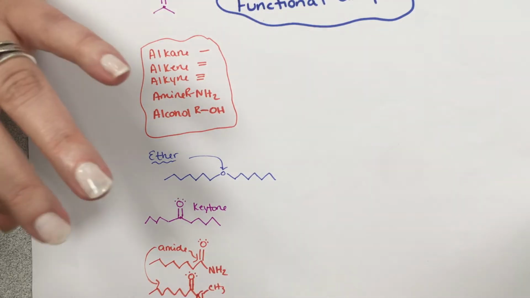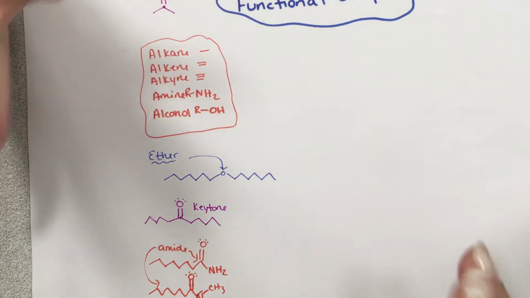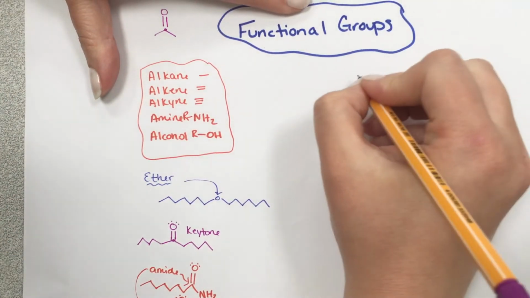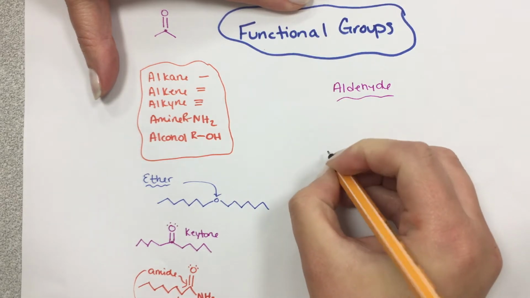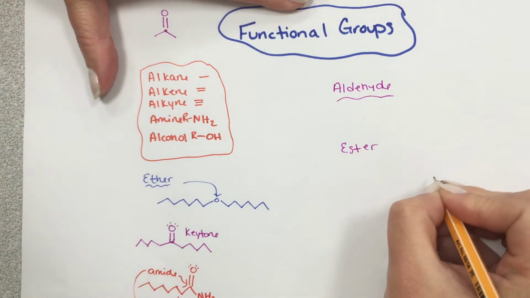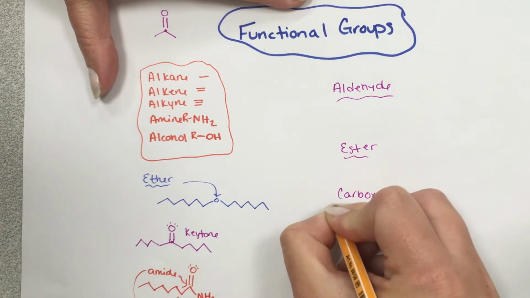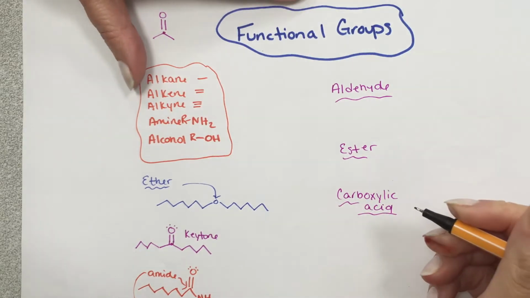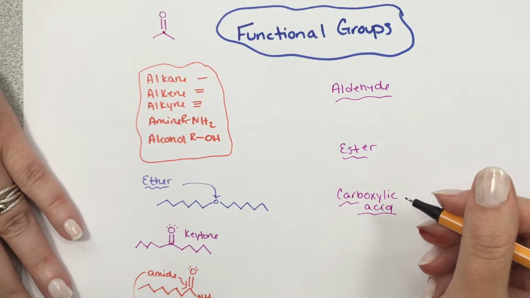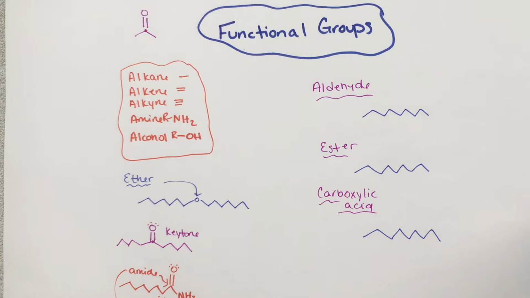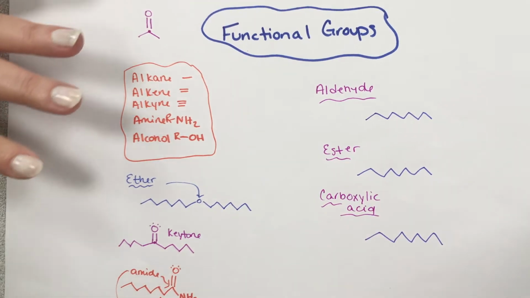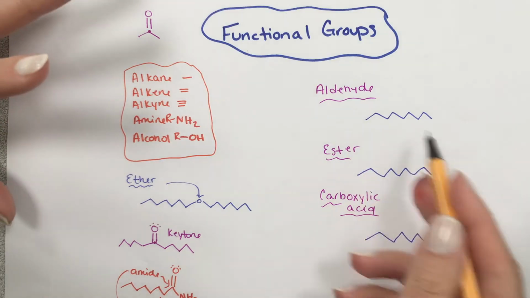So to me, the most difficult ones to get straight are the aldehyde, the ester, and the carboxylic acid. These 3 are kind of similar, but also in a way not. And so aldehyde, let's start there. An aldehyde is terminal, or what that means is it's at the end of a molecule.